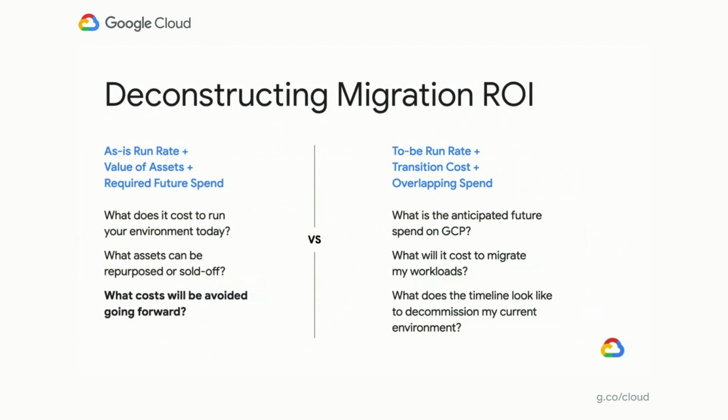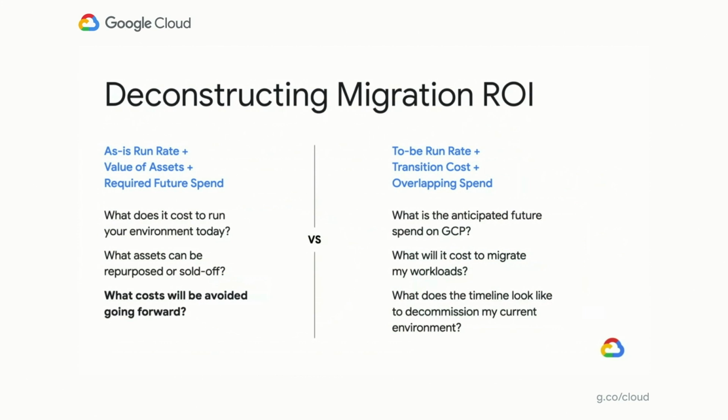So we think about building a migration return on investment calculation. We look at your as-is run rate. So what are you spending today on infrastructure, on maintaining your infrastructure, and on software licensing, on people who manage that infrastructure, also the assets themselves, data centers, land, rent, and things like power.